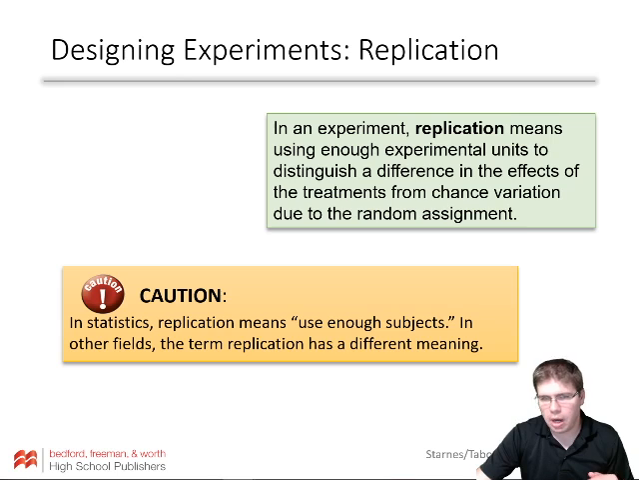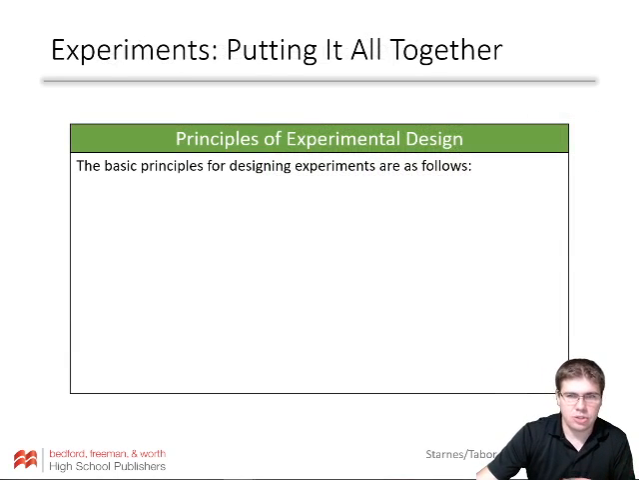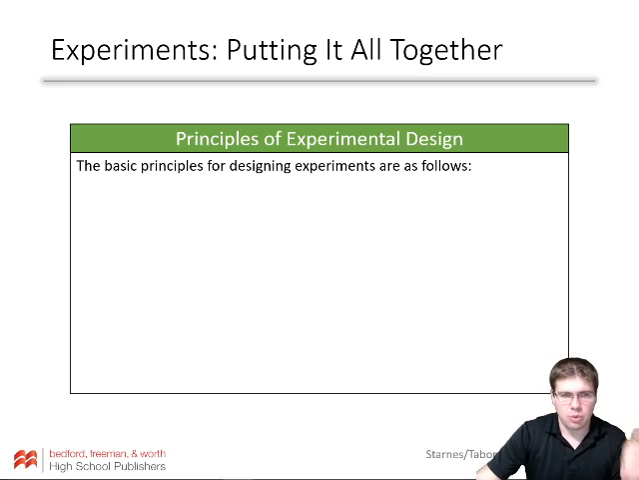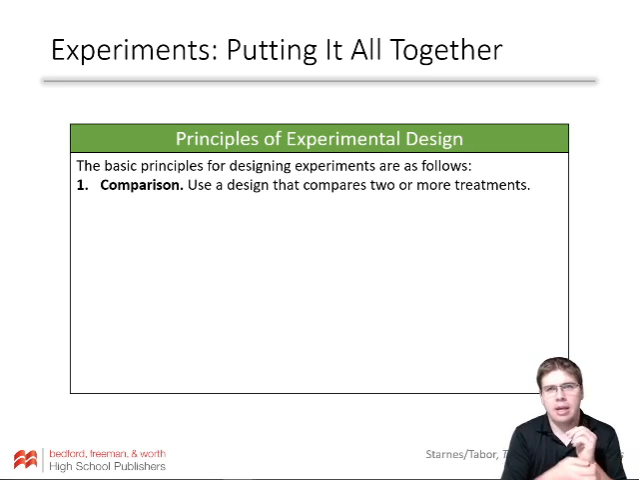So we've gone over a bunch of different concepts. Here we're going to put it all together: all the basic principles of experimental design. We've talked about each of these in the last couple of videos. An experiment should have all of these features. It should have comparison, where you're comparing two or more treatments. It could be a control group, it doesn't necessarily have to be a treatment, or it could just be a couple of treatments or more.